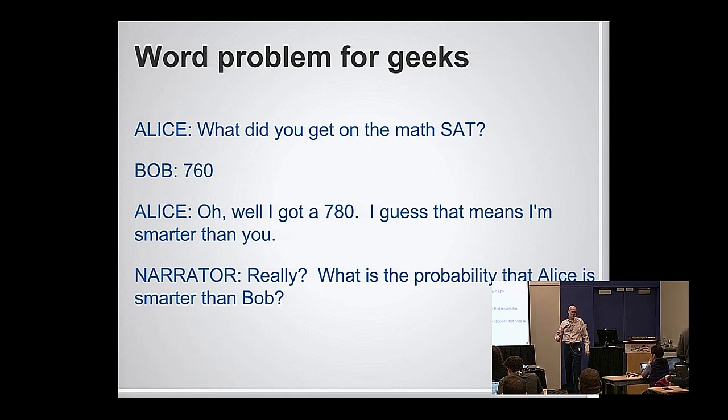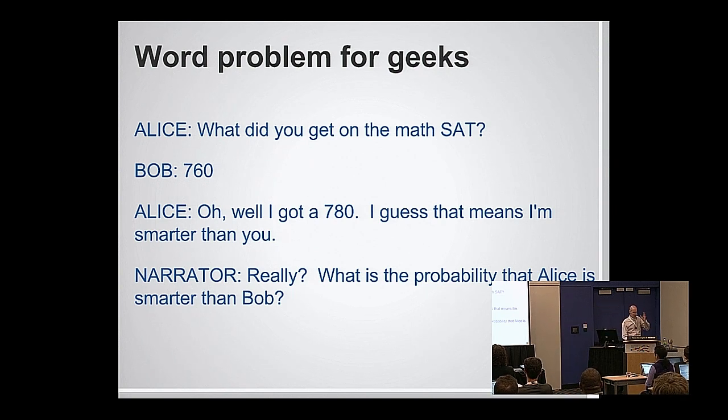My word problem for geeks: if you took the SATs sometime in the distant past, you might even remember what you got. Maybe you do, maybe you don't. But imagine this hypothetical conversation. Someone's bragging and says, well, I got a 760 on the math SAT. If you're not familiar, it's on a scale that goes up to 800, so 760 is very good. Someone comes back and says, oh yeah, well, I got a 780, so I guess that means I'm smarter than you. And the question is, is that really true?